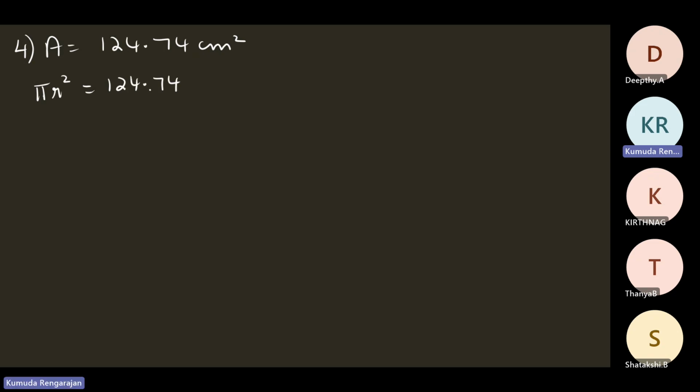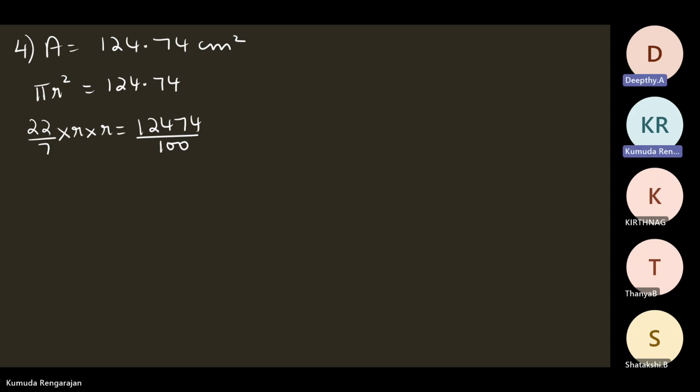Understood this one? Area is 124.74. That means pi r square is equal to 124.74, correct? Yes, ma'am. So pi is 22 by 7 into r square, meaning r into r, correct? R square means r into r, okay? Is equal to, write this as a fraction. Do we all know this? Writing 124.74 as a fraction. Yes or no?